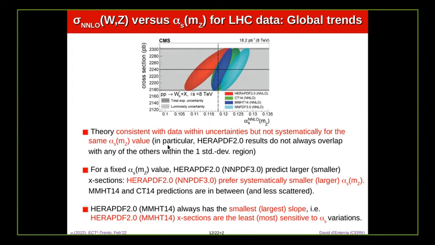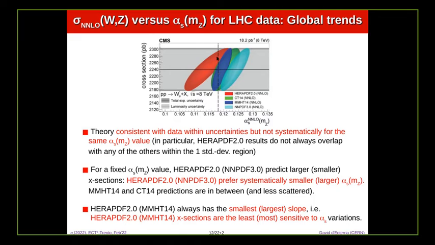Okay, I continue. It is not systematically the case that the theory prediction is consistent with the data for a fixed value of alpha S. For example, you will see here NNPDF keeps mostly jumping a bit to the left, whereas other predictions are more stable. For a fixed alpha S value, there is a hierarchy of results where HERAPDF predicts a larger cross-section. You take a fixed value, say 0.118, you see that the central value from HERAPDF is 2,280 picobarns, whereas the one from MMHT is 2,200 picobarns.